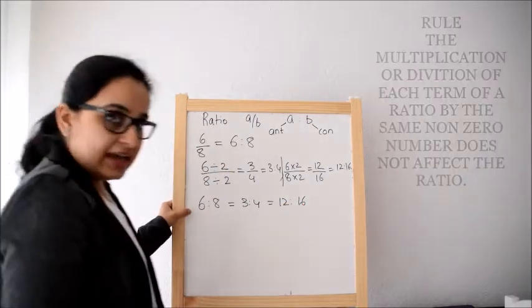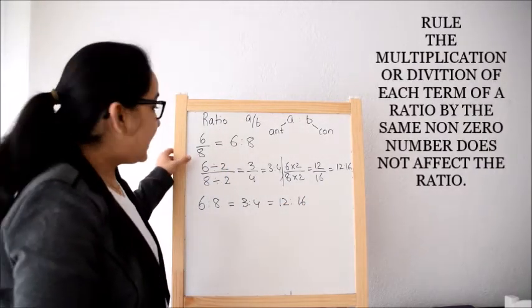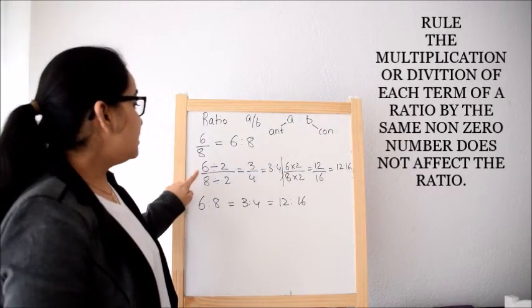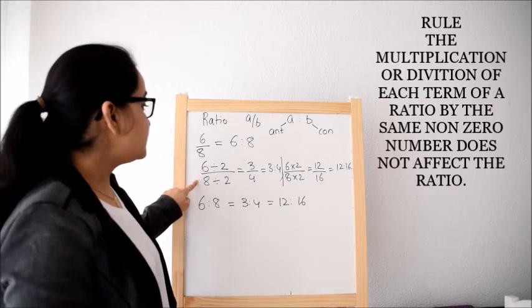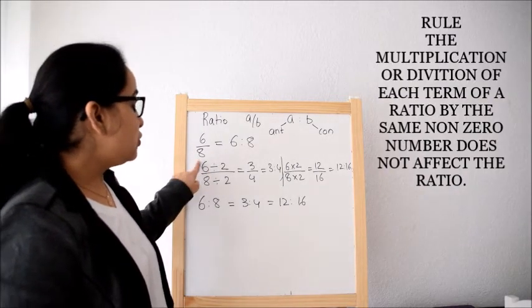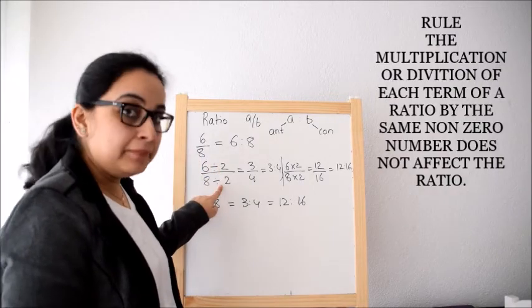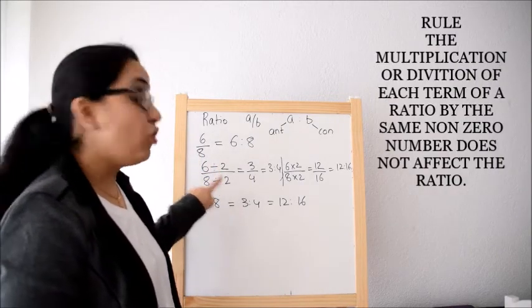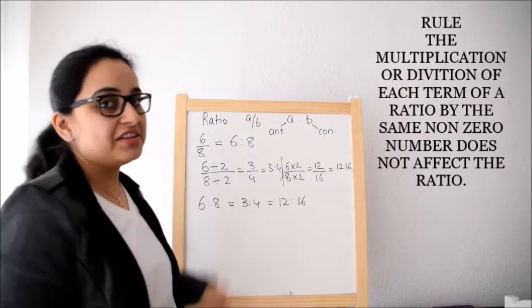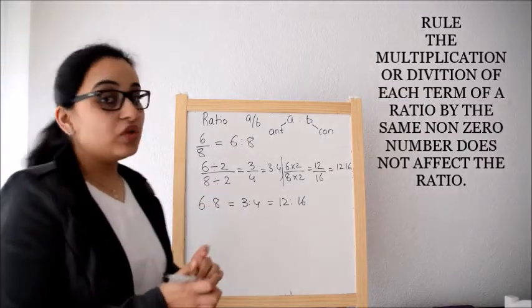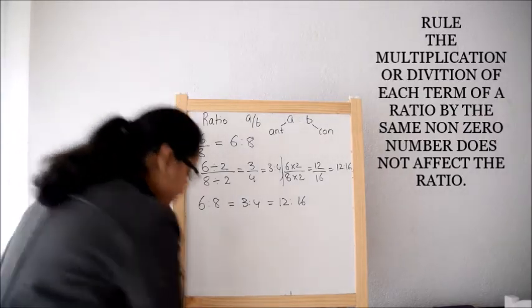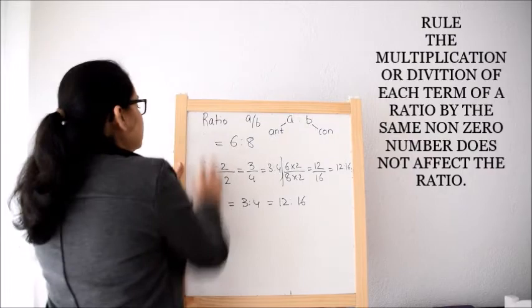Hence we can say or conclude that when we divide or multiply both the terms, that is the first and the second term of the ratio, with the same non-zero number, non-zero number is very important, then the result will remain same. Okay, the ratio will not change. Okay, so you have to remember this conclusion or the rule.